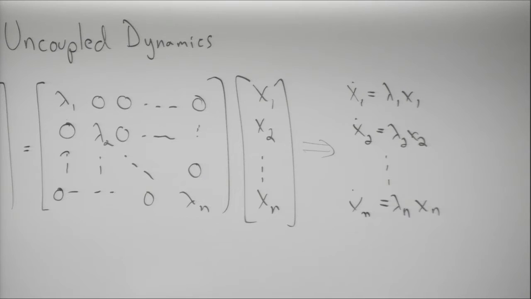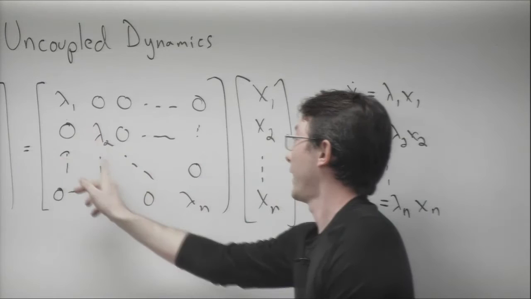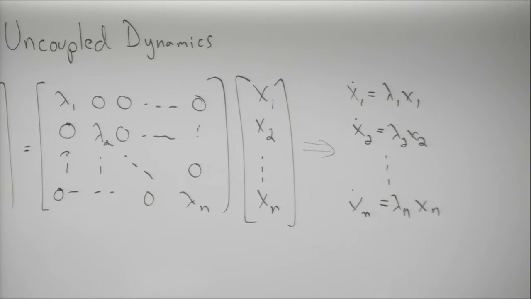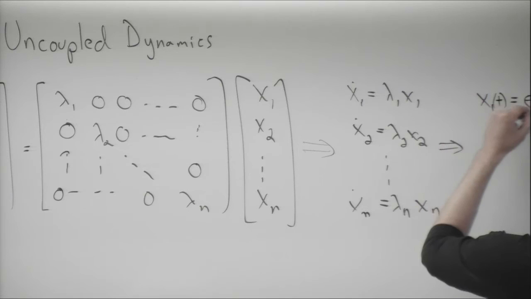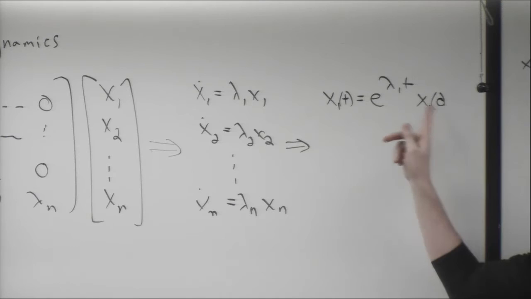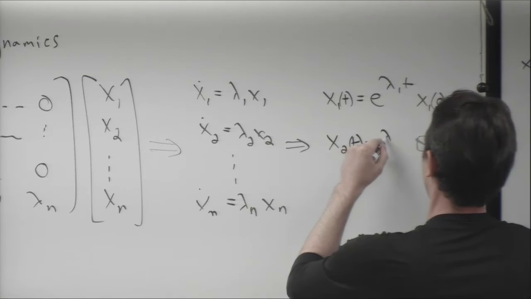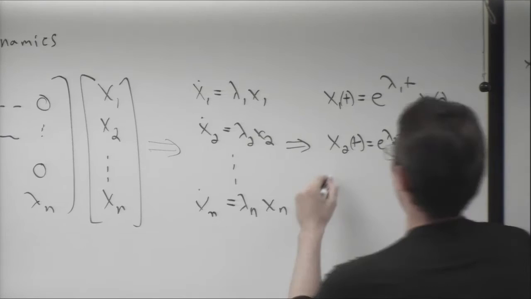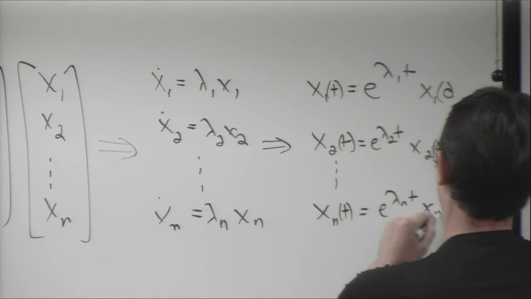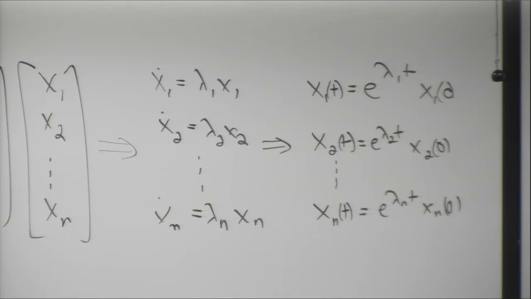Yeah, the eigenvalues are the values on the diagonal, and I can solve each of these single equations separately, and we know how to do that. So I have x1 at time t equals e to the lambda 1 t times x1 naught, whatever my initial population of bunnies is. X2 at time t is e to the lambda 2 t times whatever my initial population of x2 is, and so on. Xn at time t equals e to the lambda n t times xn at 0. So they're completely decoupled. They don't depend at all on each other. Kind of nice.